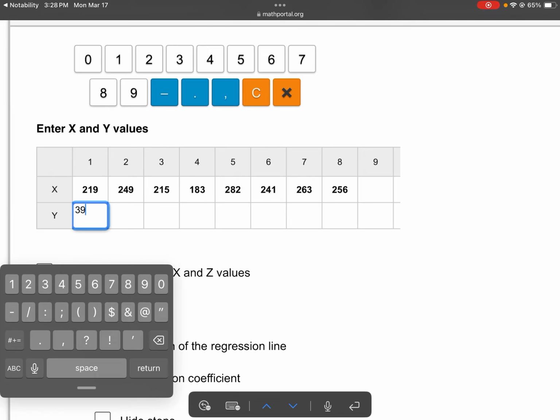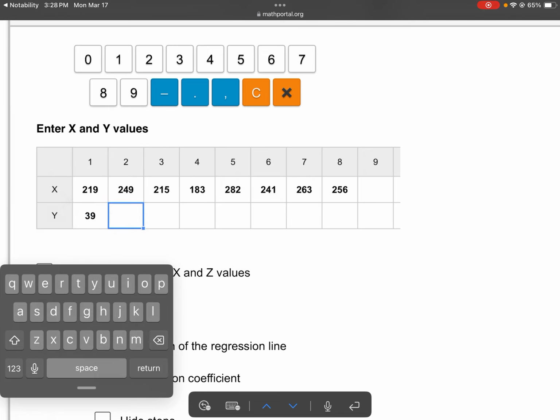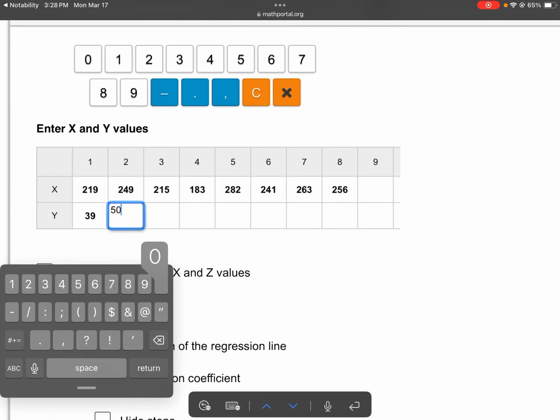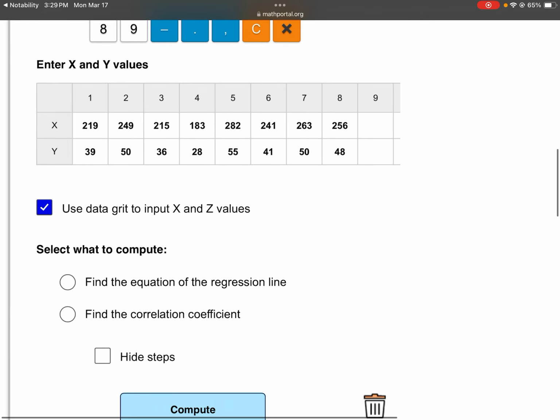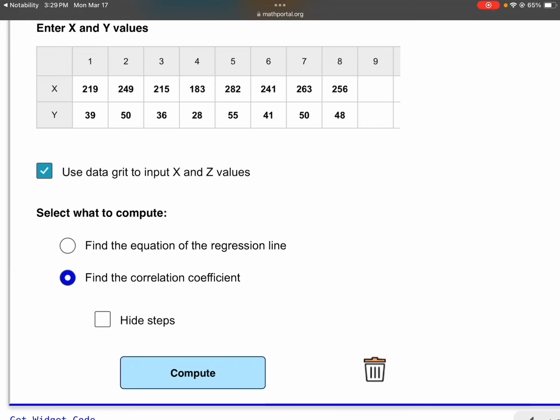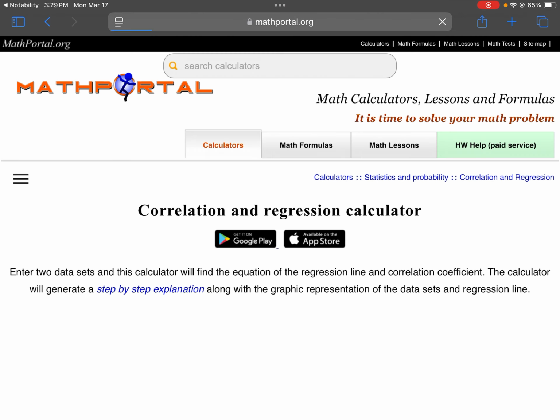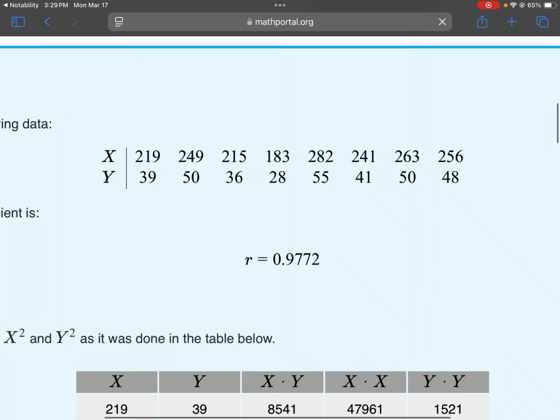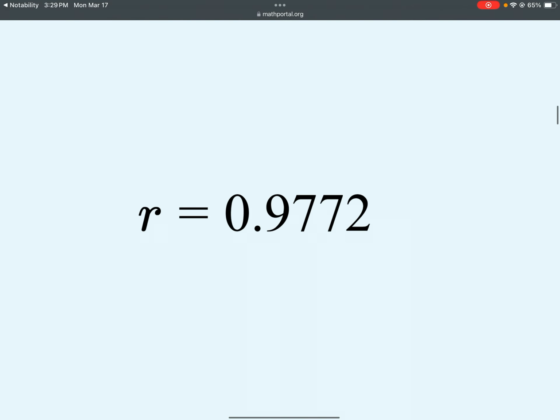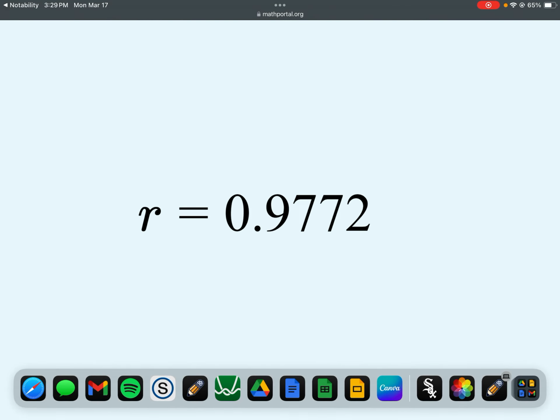So this is 39. This is 50, 36, 28, 55, 41, 50, 48. Once you have all that plugged in, what you are going to do is find the correlation coefficient. So click compute, and voila, there it is. Your R is right here. R equals 0.9772. So let's go back to Notability.